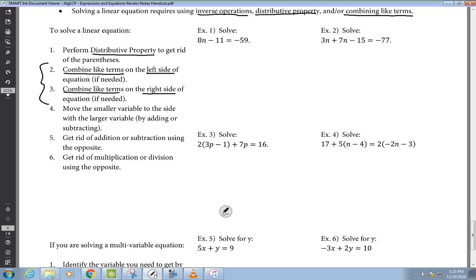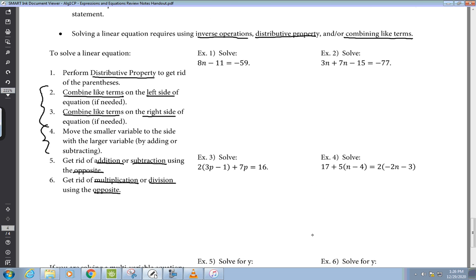Same thing with step 4. Move the smaller variable to the side with the larger variable by adding and subtracting. Again, that's only necessary if you have variables on both sides. Get rid of addition or subtraction by using the opposite, and then get rid of multiplication or division by using the opposite. So again, what you have in the problem is going to dictate what you do. So starting with example 1, 8n minus 11 equals negative 59.